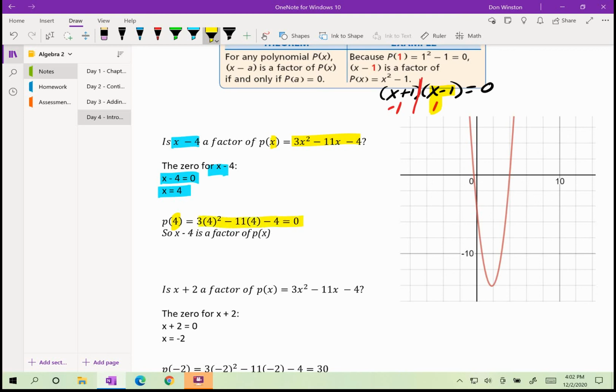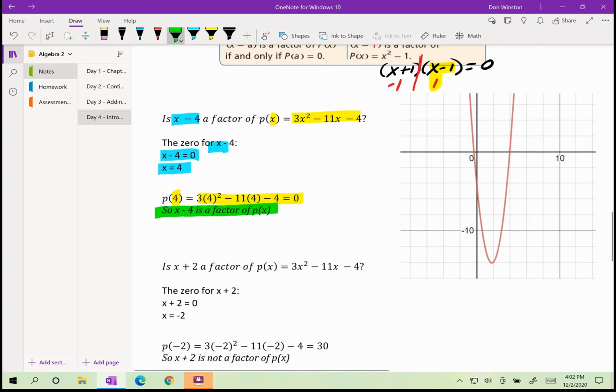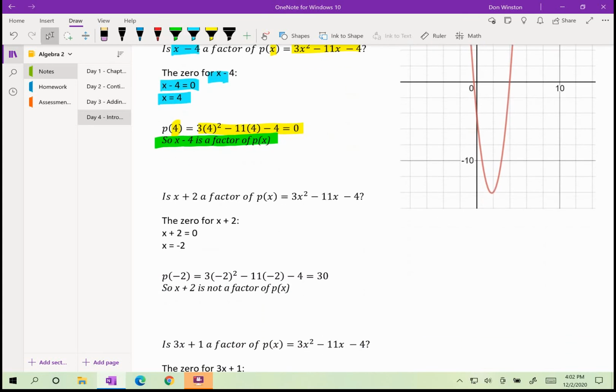So x minus 4 is a factor of p of x. That is true. I found the 0 for x minus 4, that was 4. I plugged it into the polynomial p of x, I got 0. Okay, so x minus 4 is a factor of p of x. Let's look at the next example.